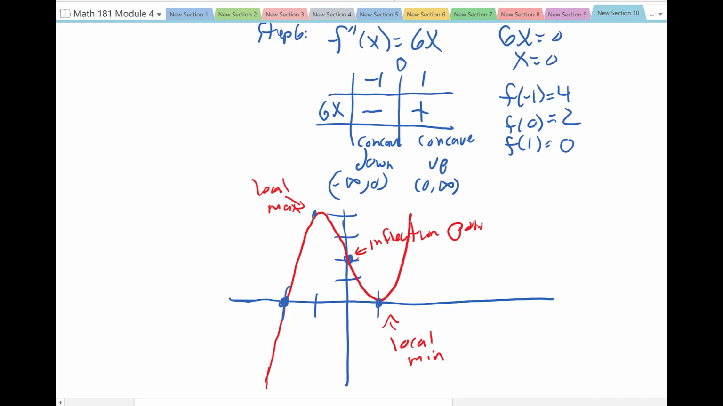And it changes concavity. So it goes from being concave down to concave up. My graph may not be perfect, by the way, so it probably should be more like a better curve like that. Okay, hope that helps. Let's go ahead. We've got a few more of these to do.